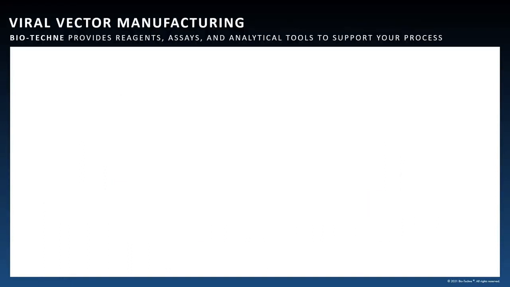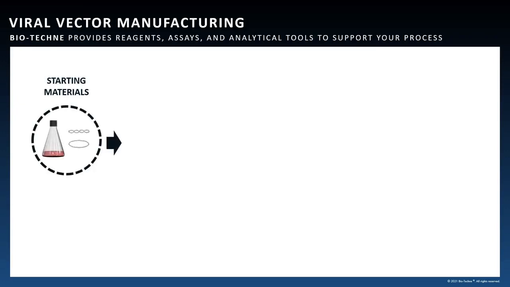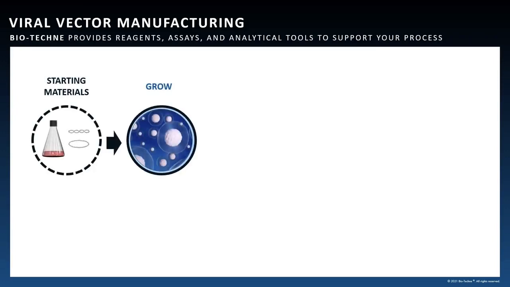Viruses like AAVs are challenging to manufacture at scale. A high-level view of the viral vector manufacturing process is shown here. After gathering your starting materials, cells are grown and made to produce the virus. For these two steps, Bio-Techne offers a wide variety of research and GMP-grade reagents.